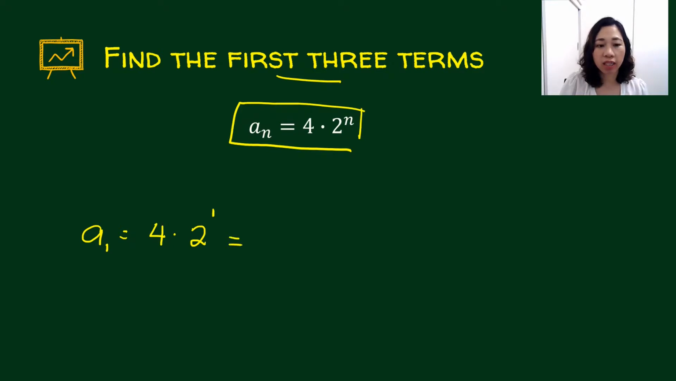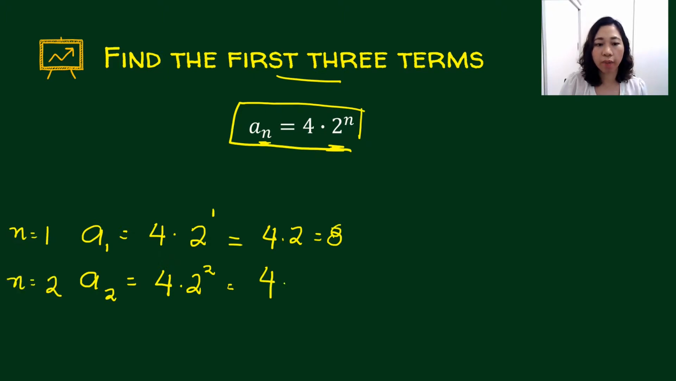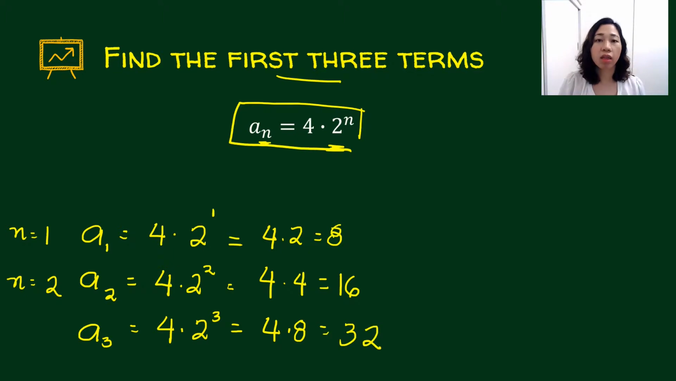So that is 4 times 2, so that's 8, right? What is a sub 2? That is 4 times 2 raised to 2. I am simply substituting it to this formula here, where here n is equal to 1, n is equal to 2. So that's 4 times 2 squared, which is 4 times 4, that's 16. What do you think is the next term? A sub 3 is 4 times 2 cubed, correct? So that's 4 times 8, so that's 32.